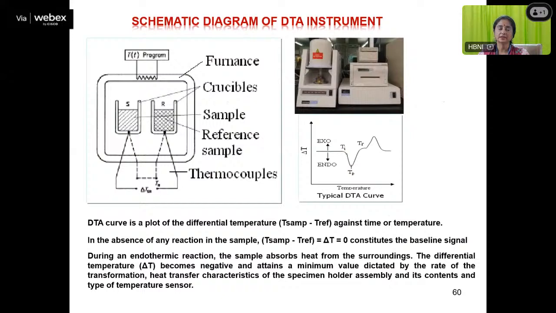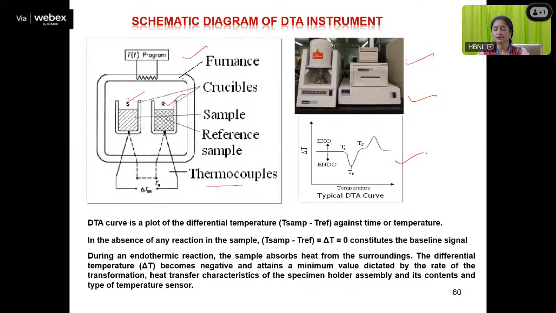This is a typical instrument block diagram. So here is the reference and this is the sample, equal crucibles with equal amounts of samples. This is the furnace, then the reference and sample. Then this is the thermocouple to measure the change in temperature between your sample and the reference. So this is the typical instrument, the block diagram, where this is the exact instrument.